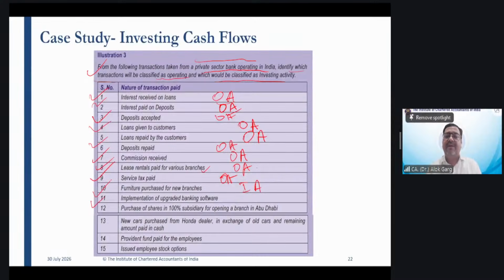Implementation of upgraded banking software. They have upgraded their intangible assets. What is that? Is it operating, investing, financing? It is investing activity. Purchase of shares in 100% subsidiary for opening a branch in Abu Dhabi. They have made an investment in a subsidiary for opening their bank branch. Again, it is an investing activity, right?